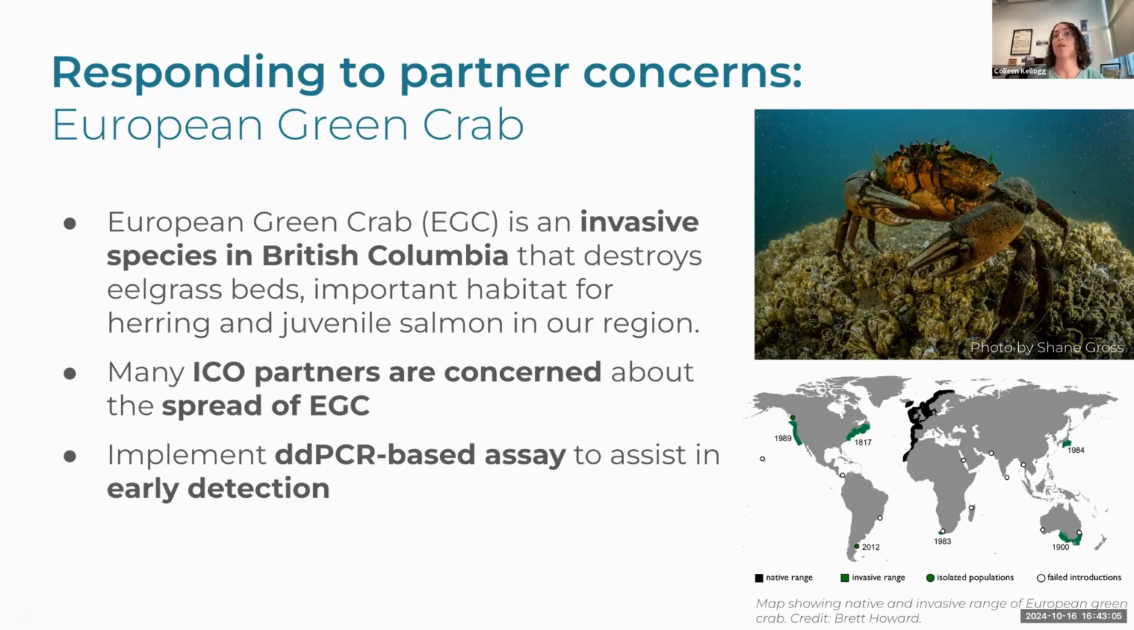A lot of people are really concerned about European green crab, which is an invasive species in British Columbia that destroys eelgrass beds, which are important habitat for herring and juvenile salmon and other organisms in the region. And so we decided to see if we could use our ICO samples, which are collected from the surface, and implement a ddPCR assay to assist in potentially early detection of these using this big sampling network that we have.